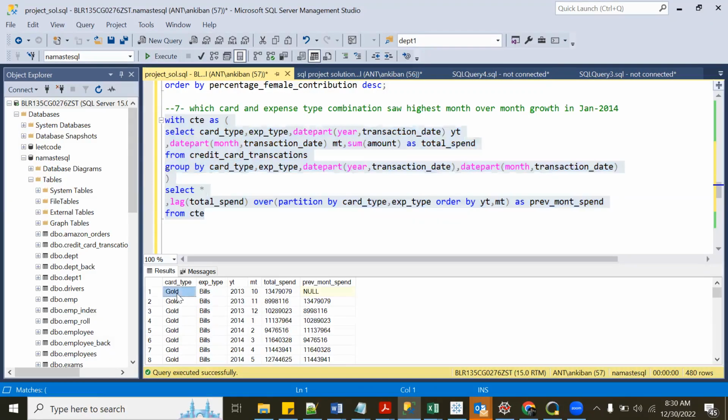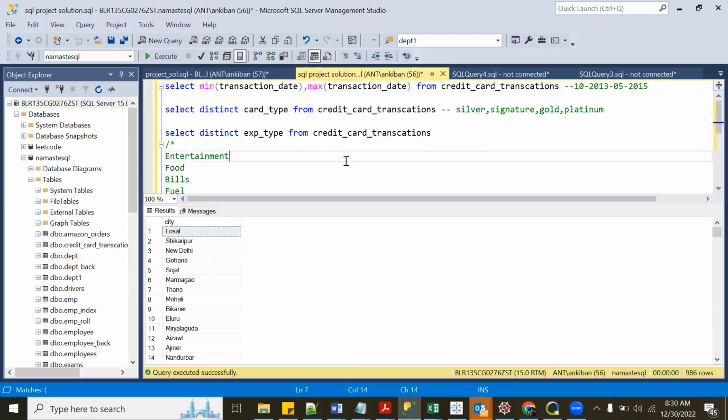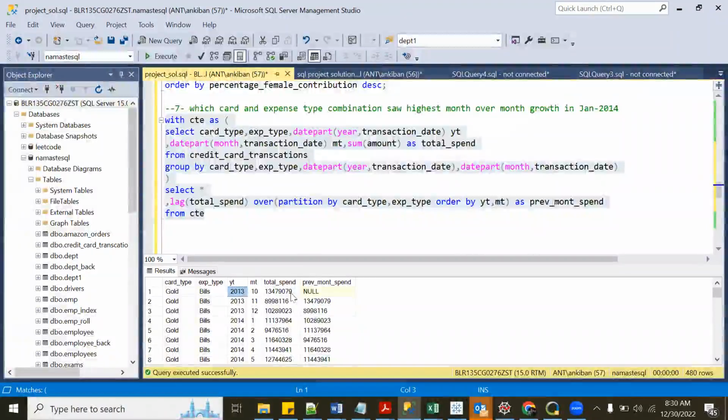Okay. So for example, gold and bills. If you see, the first is October 2013. That is where our data started, right? So if you go here, you see the first month was 10/2013 only in our data. So for 10/2013, the previous month spent is nothing, because this was the first month, so there is no previous one.